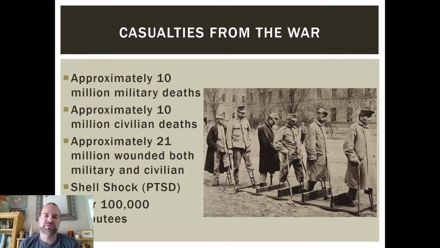So casualties from World War I, we talked a little bit about this the last time, but approximately 10 million military deaths, approximately 10 million civilian deaths, for a total of 20 million people that died in World War I, and then almost an equal number in terms of wounded, both for military and civilian.